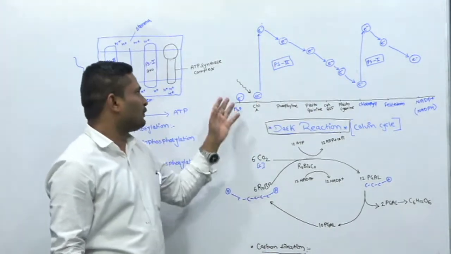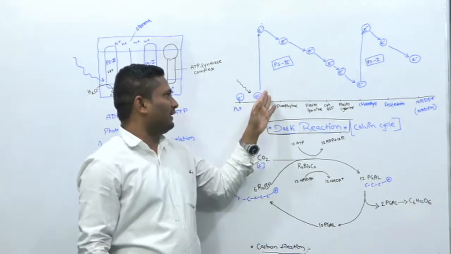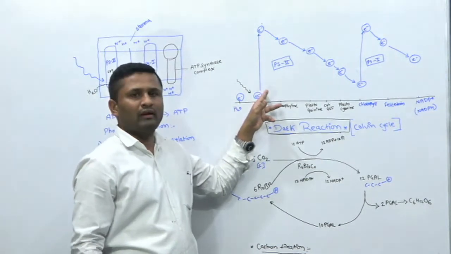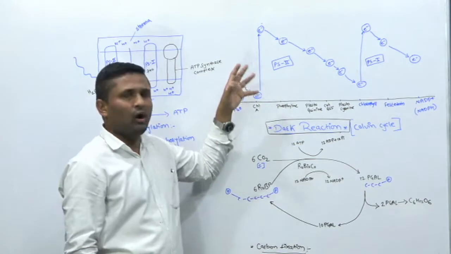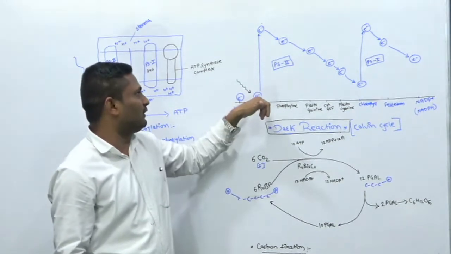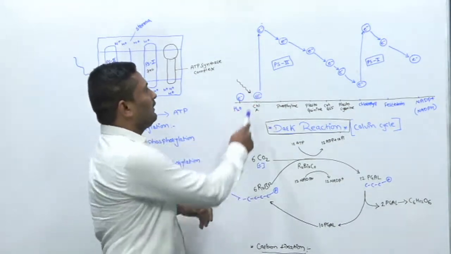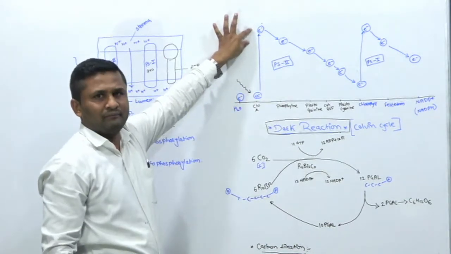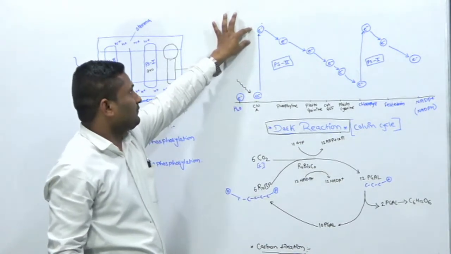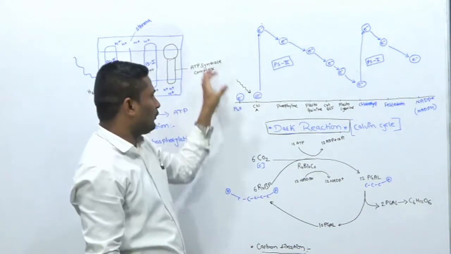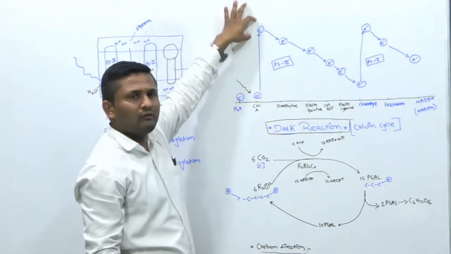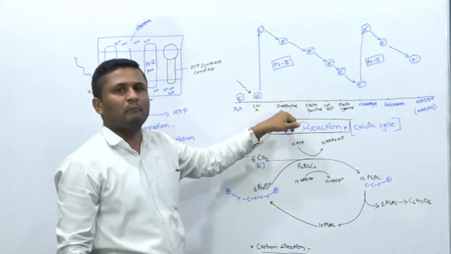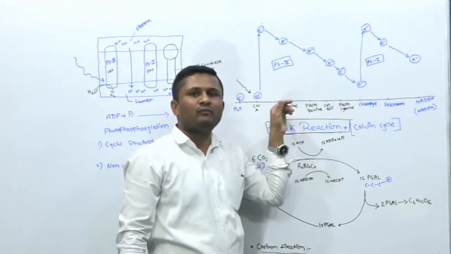Now at this chlorophyll A, the photon will reach and cause some resonance. Due to this resonance energy, this electron will go to the excited state, which is the higher energy state. Now from this chlorophyll A, this electron will travel to the next component, which is called pheophytin.